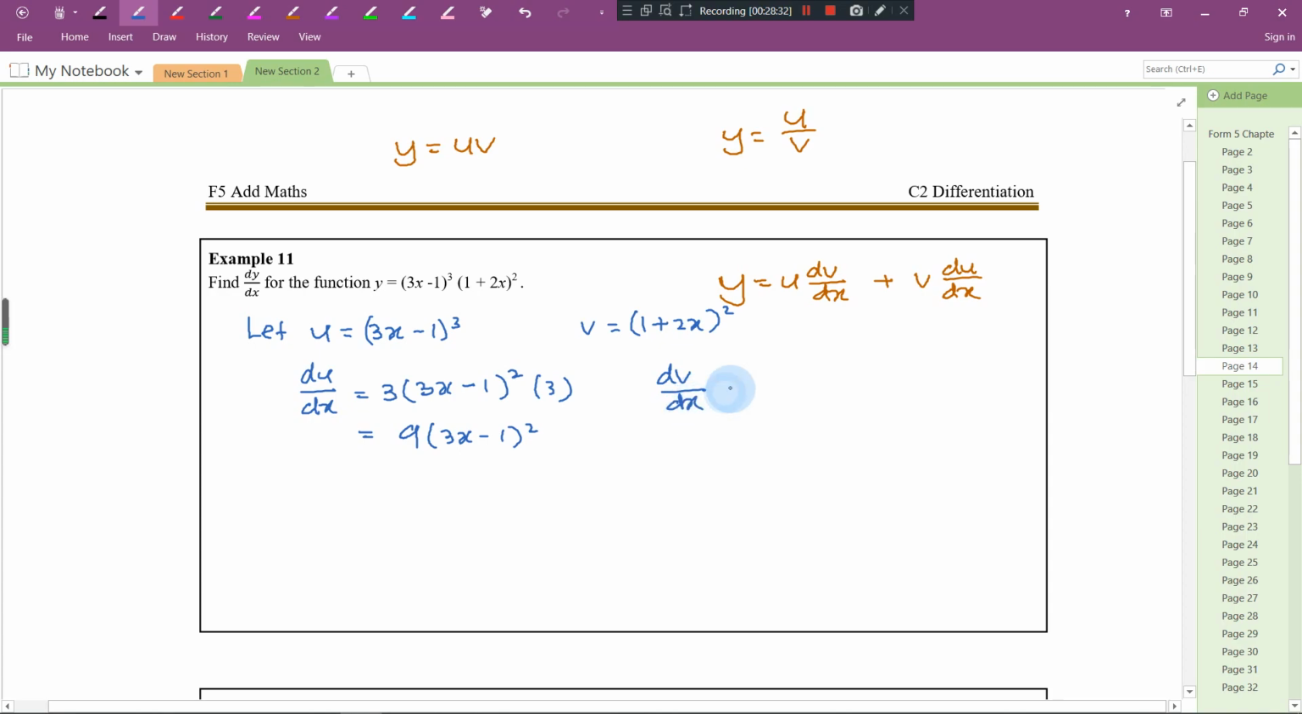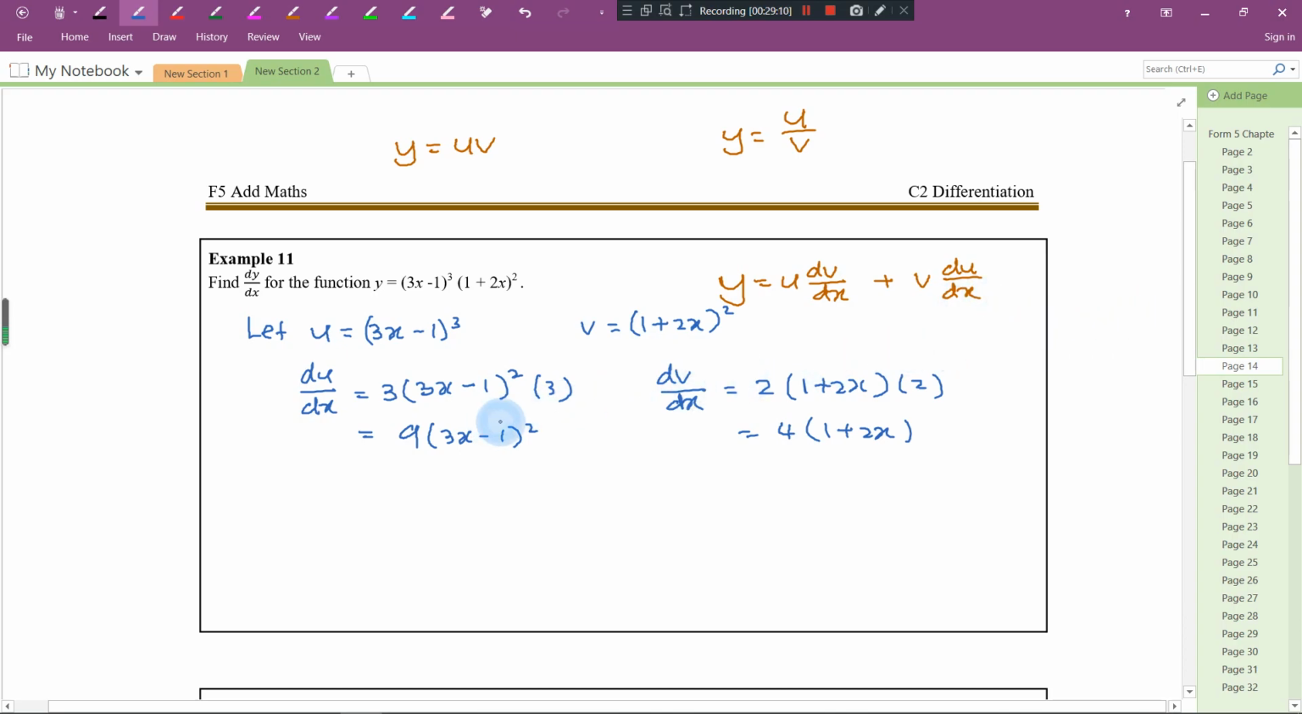Here, do the same thing. dv/dx. Assume this is a big X. Don't touch anything here. Don't change anything here. 2 you bring down here. Copy exactly what we see here. Power 2 minus 1, you will get 1. You don't have to write 1 here. And don't stop yet. You have to differentiate this 1 plus 2x. You will get 2. Then this will give you 4(1 plus 2x). Okay, now you have du/dx, you have dv/dx, and you have u, v. Everything you just plug in here and continue doing it.